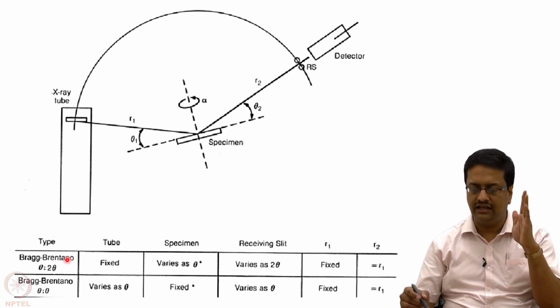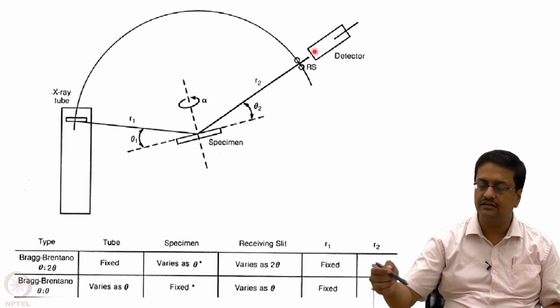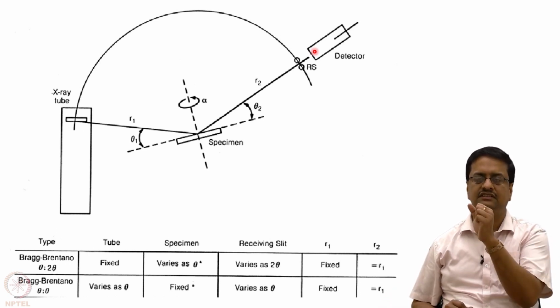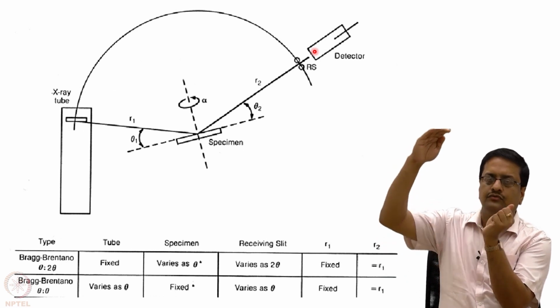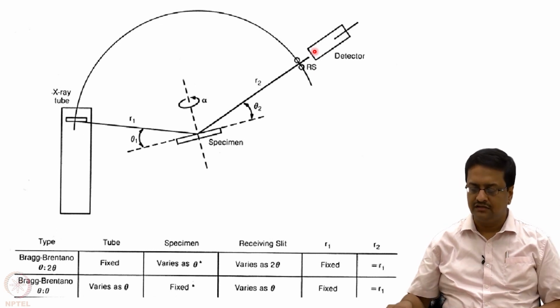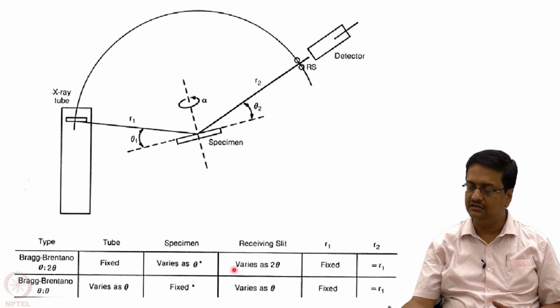In one case, the X-ray tube is fixed. Both specimen and the receiving slit or the detector moves simultaneously. So suppose if this is the sample, this is the detector, the sample and detector both move like that, keeping the X-ray source fixed at one place. So that is called a theta to 2 theta geometry, because specimen rotates by angle theta when the detector rotates by an angle 2 theta.